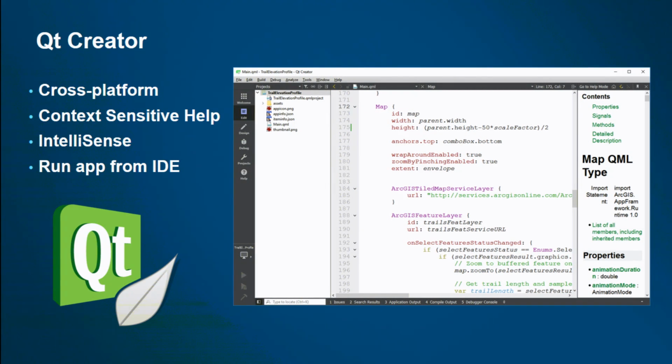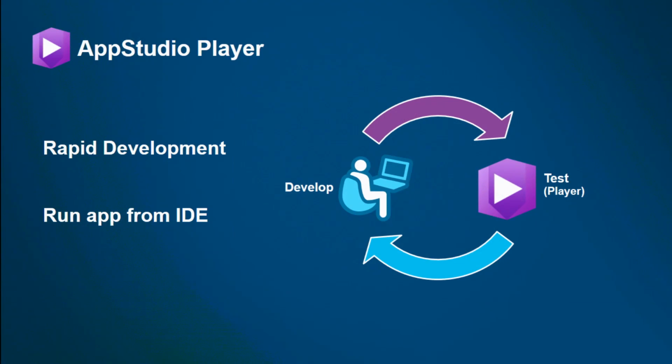Once you create a new app, you can open it and start working with the code through an IDE called Qt Creator. Qt Creator is actually installed with AppStudio. It's cross-platform, and it's got all the niceties of a good IDE. It's got context-sensitive help, IntelliSense, and one of the really nice things about it is that you can actually run your app right from the IDE. When you run your app from the IDE, it opens in what's called AppStudio Player, which is also installed with AppStudio, or it's actually part of AppStudio. And this allows rapid development. Again, you can run it right from the IDE using Player.